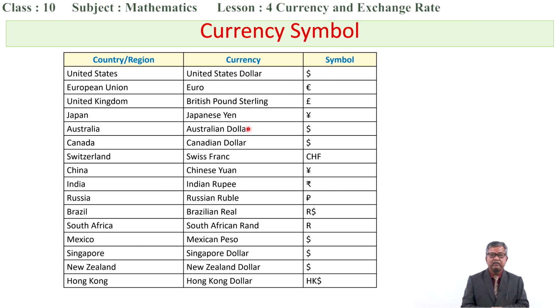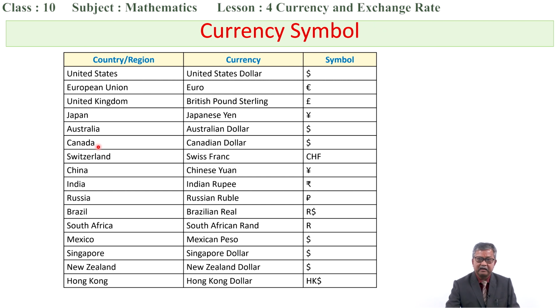So how can you identify whether this is the dollar of the United States or the Australian dollar? In front of that symbol we can write USA dollar if it is the United States dollar, and if it is the Australian dollar, then we can write AUS dollar.